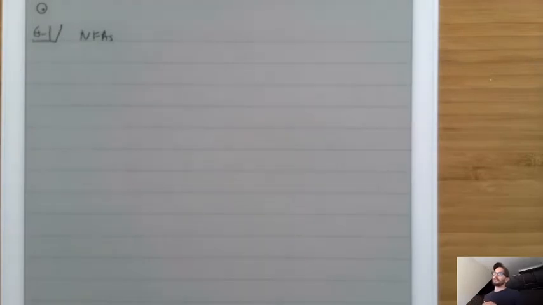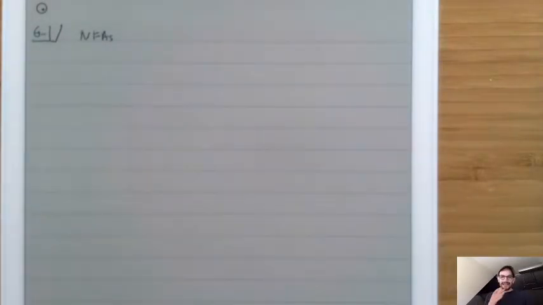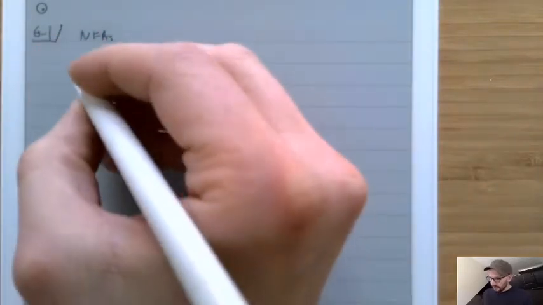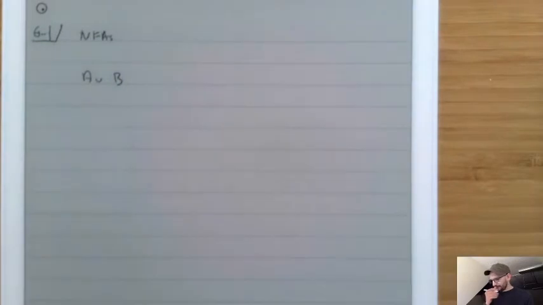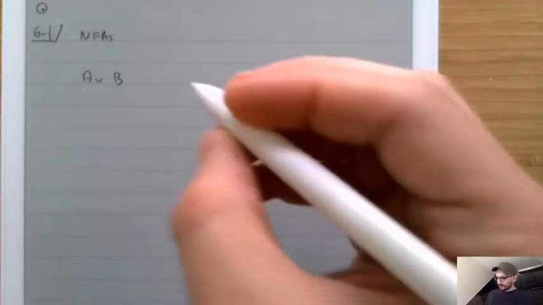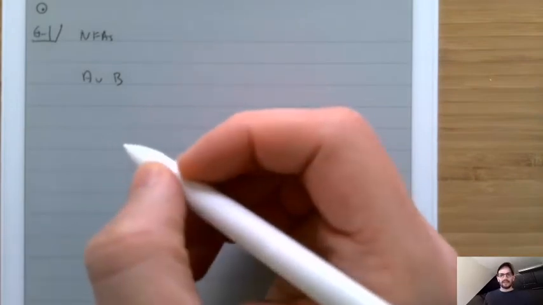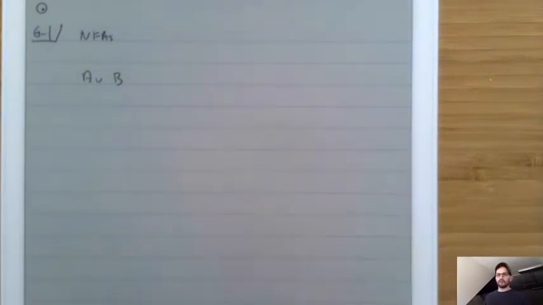The key thing that's interesting about them is that they allow us to easily define ways of combining DFAs together. So, as a simple example, let's look at another way of defining A union B. A union B, we can define as an NFA in the following way.